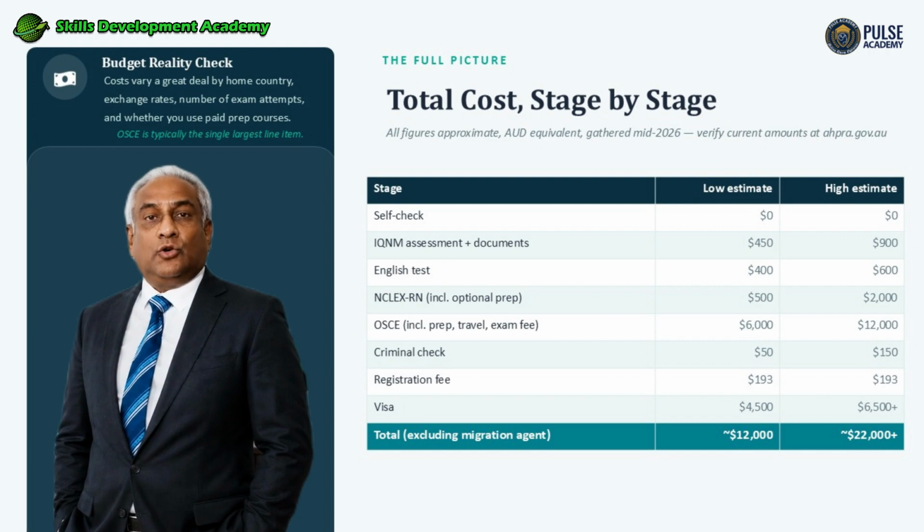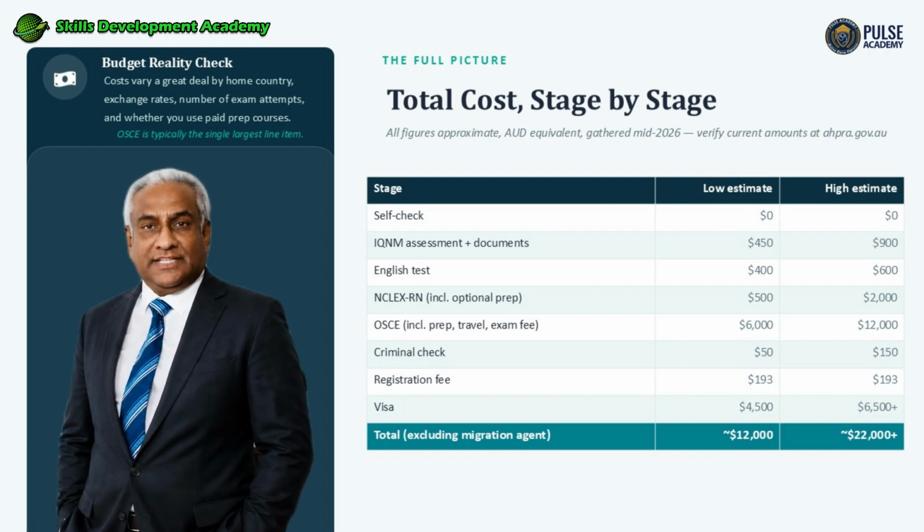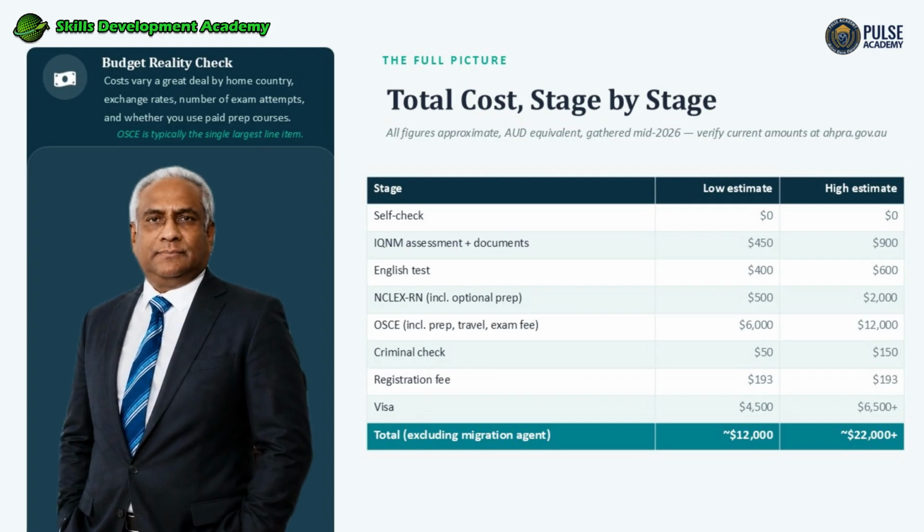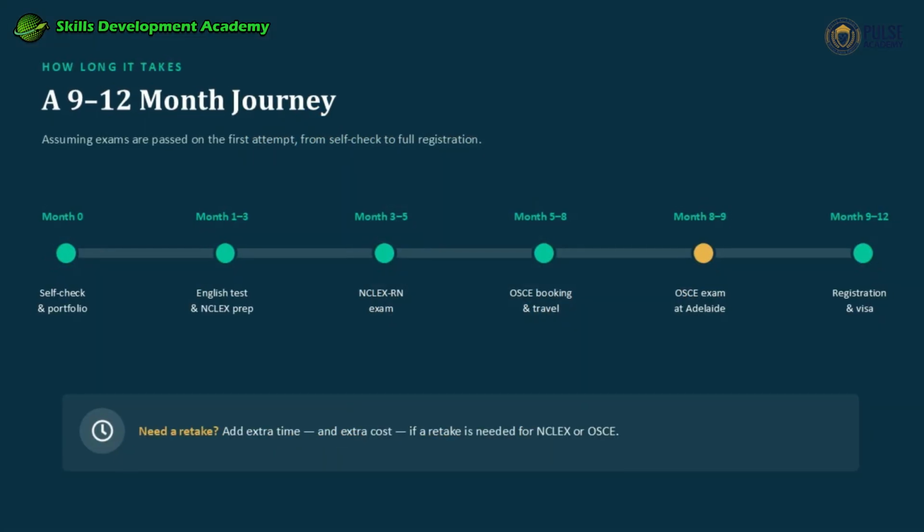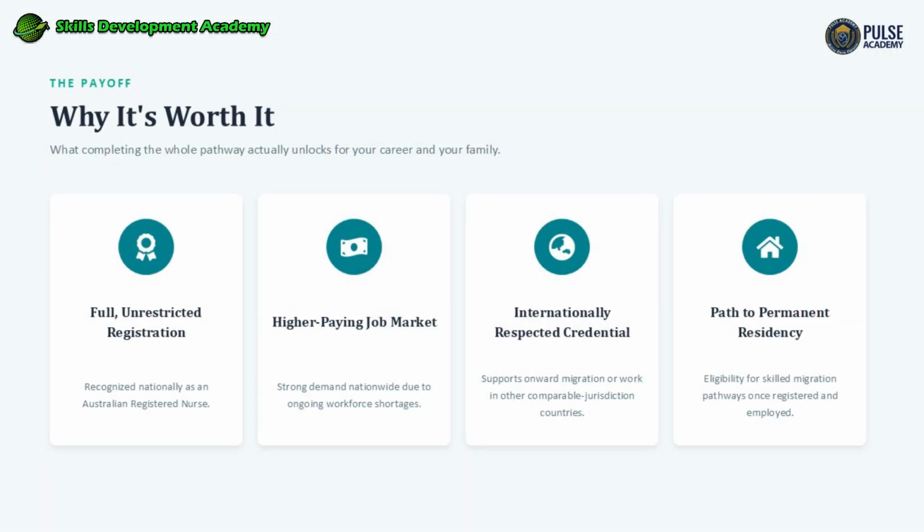You also need to budget for the criminal check, registration fee and visa costs. Altogether, excluding a migration agent, the total can be around $12,000 to more than $22,000. And in terms of time, the typical OBA process, from your very first self-check to holding registration, takes about 9 to 12 months, assuming you pass your exams on the first attempt. If you need a retake on the NCLEX or the OSCE, add extra time and extra cost on top of that. Now, I know that total cost looks intimidating.